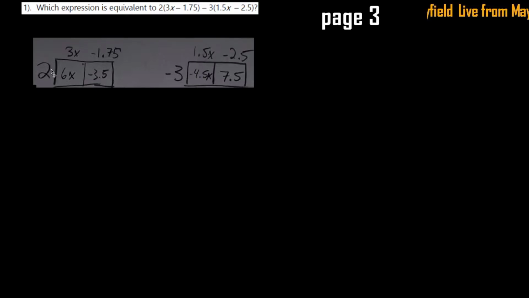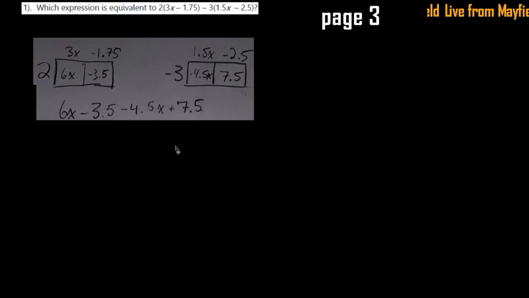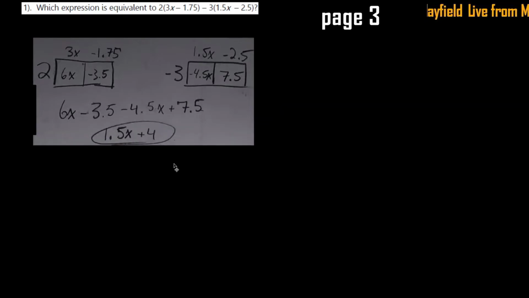Now what do we do with those values that we have in here? Well, we just write them below. I bring down what my products were, and I write it as one expression. So I say 6x minus 3.5 minus 4.5x plus 7.5. You want to make sure you can group those like terms.